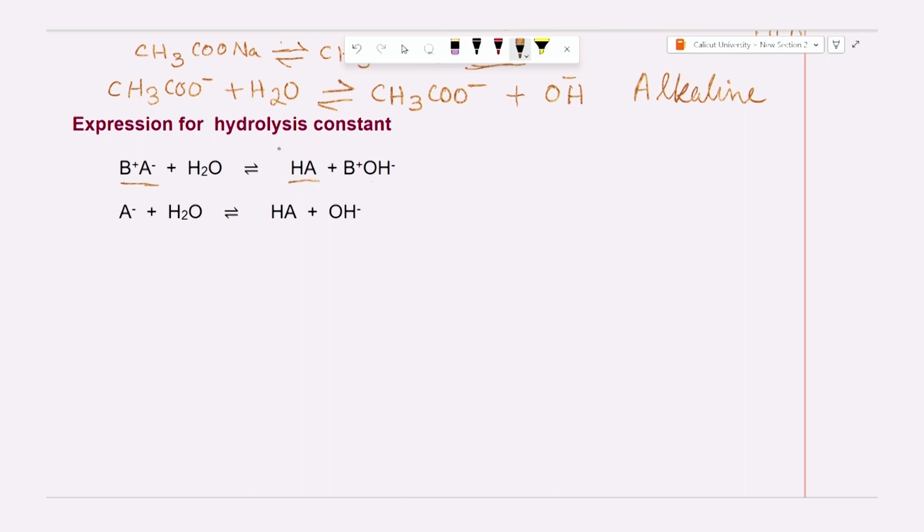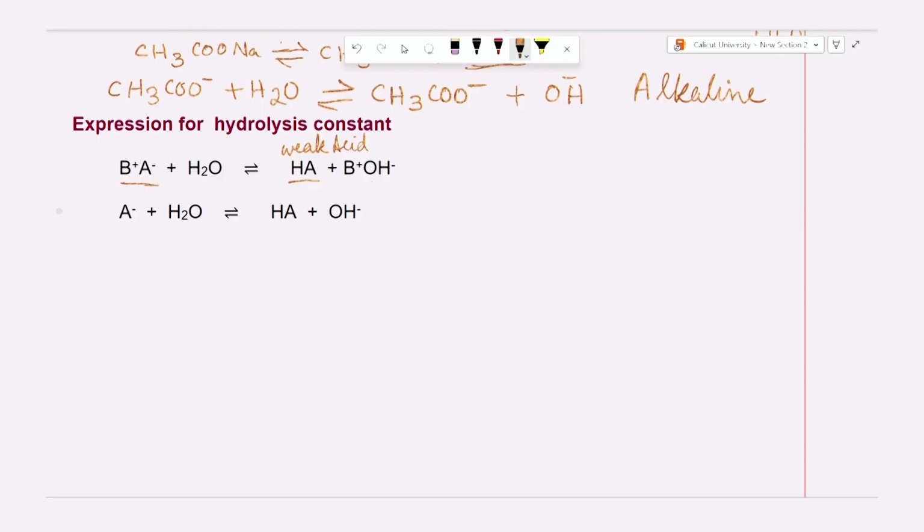HA stands for weak acid. Since that is weak, it does not get ionized, but the alkali, being strong, is completely ionized. So, I have written it like that. Now, cancelling the common ions: this is B plus, and here also we have B plus. They are the same ion, so I am going to remove them because they are on both sides. Finally, we will have the expression as A minus plus H2O giving HA plus OH minus.